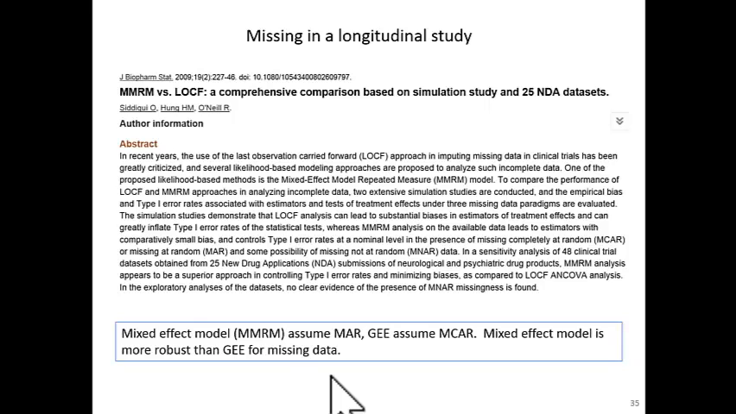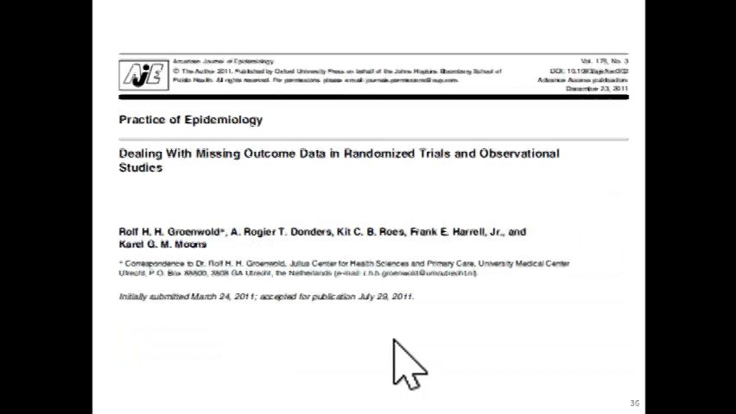So here is a reference, if you want to learn more. And by the way, mixed effect model and GEE are both models for repeated measures analysis. And the mixed effect model actually is better, more robust for missing data because it assumes missing at random. And GEE assumes missing completely at random. Okay. So when you're using GEE, it may be better to impute missing data before you conduct GEE. And we will talk more when we learn repeated measures analysis.